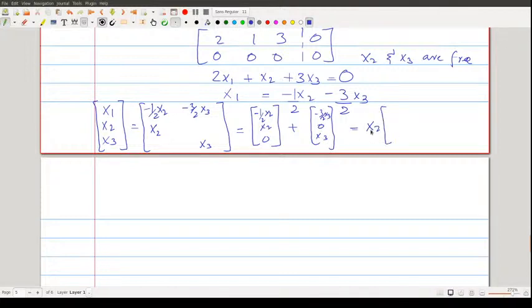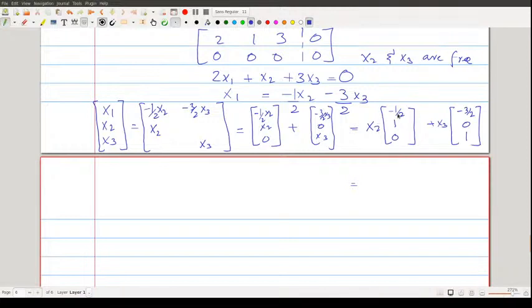x2, take it common. I have minus half, 1, 0, plus x3 times minus 3 by 2, 0, 1. And I don't really like fractions, so it's just messy to compute with. You can scale this, right? We can just take the half common. This is just a number, right? So if I want to absorb this half over here, just multiply the whole thing by 2, and we get some a times minus 1, 2, 0, plus x3 times minus 3, 0, 2.